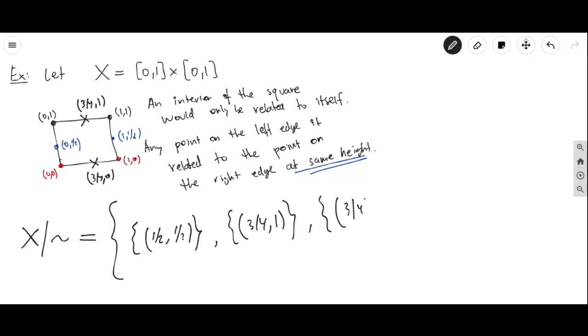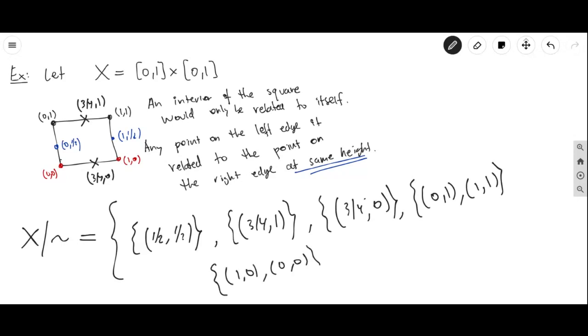You keep those unrelated, 0. However, if you're on the left and right edges, then you start relating them together. So you would say that 0, 1 and 1, 1 get glued together. So you put them into the same class, and then you would have 1, 0 and 0, 0 as part of the same class, and so on. So that's what the quotient is as a set.